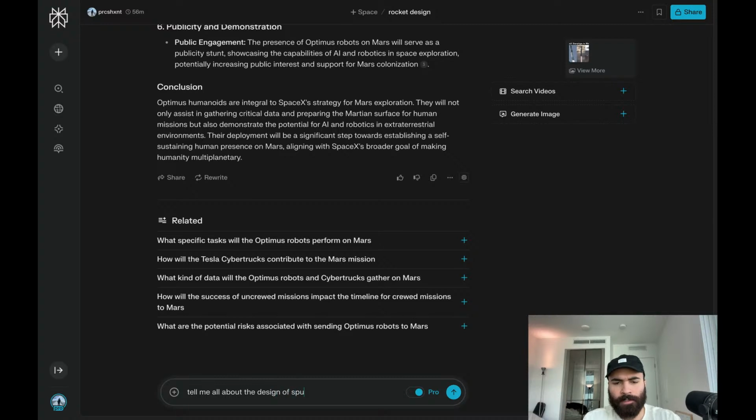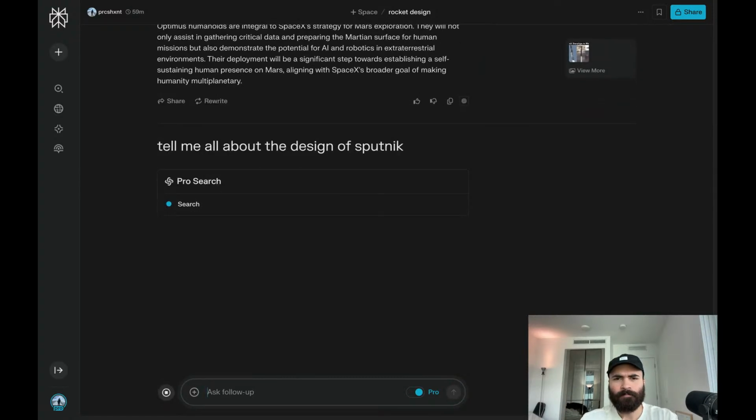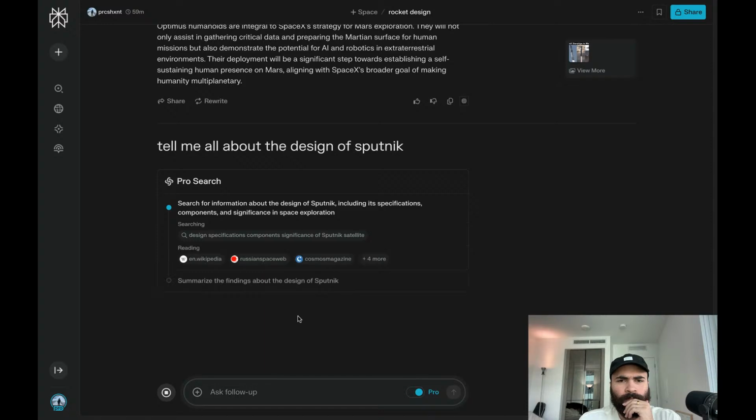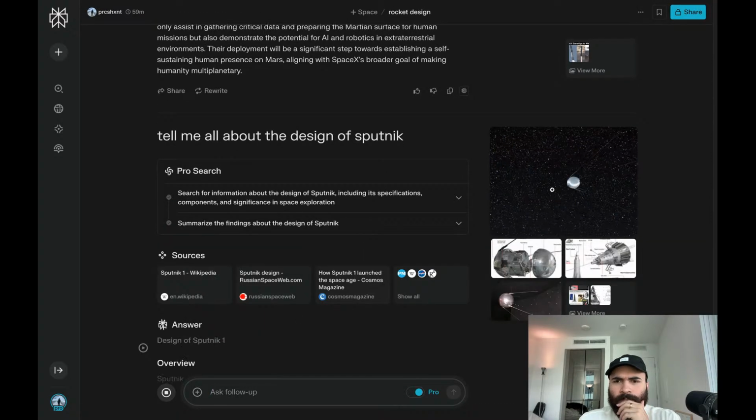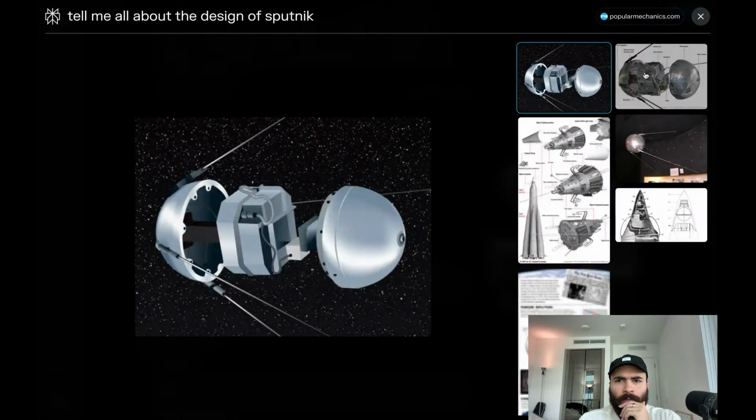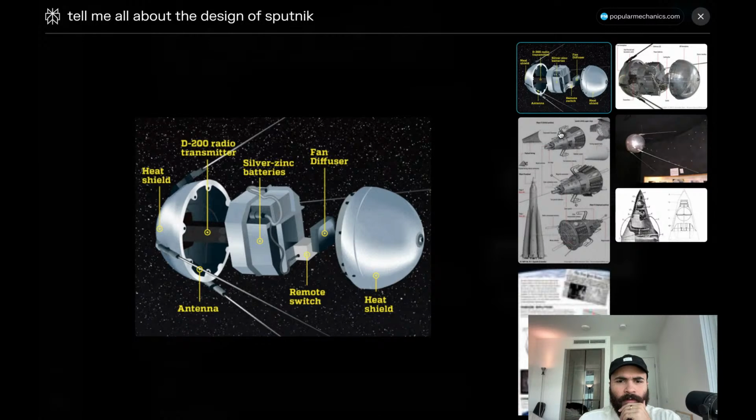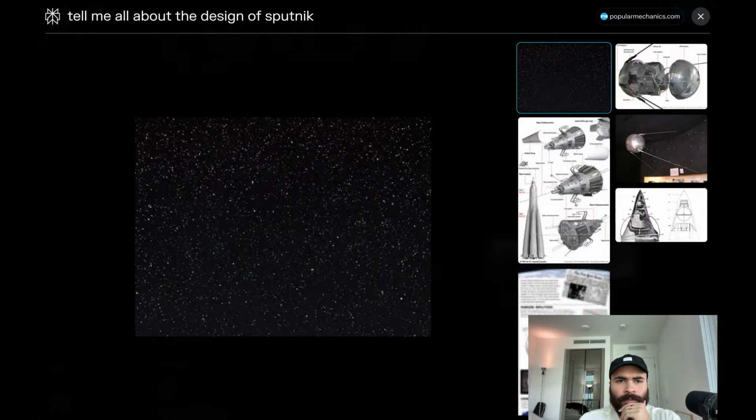Tell me all about the design of Sputnik. Wow, we got a GIF. Fan diffuser, heat shield, remote switch, antenna, heat shield, silver-zinc batteries, D200.